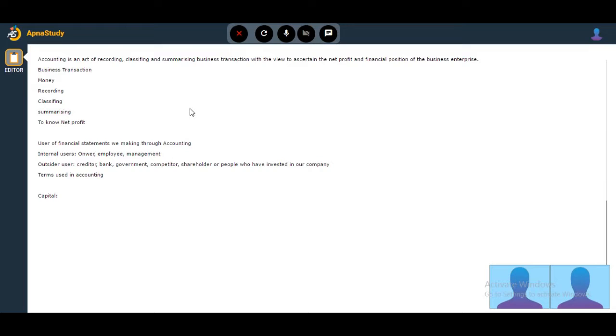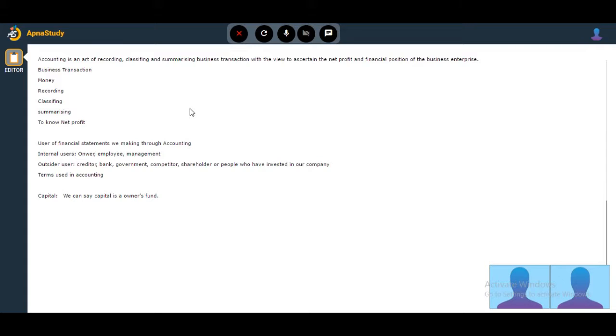Capital. We can say capital is an owner's fund. So what do we understand by owner's fund? Whenever a person starts a business, he brings some amount into the business. That we call capital. Whatever the owner, the proprietor of the business, to whom the business belongs, brings into the business is capital. This is the amount the business has to give back to the owner when it ends.